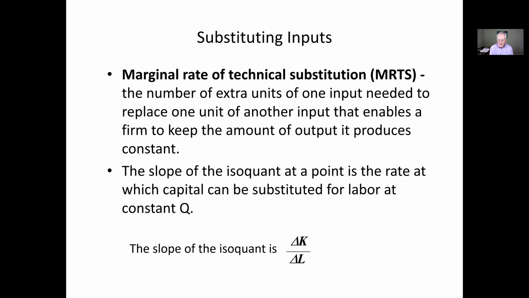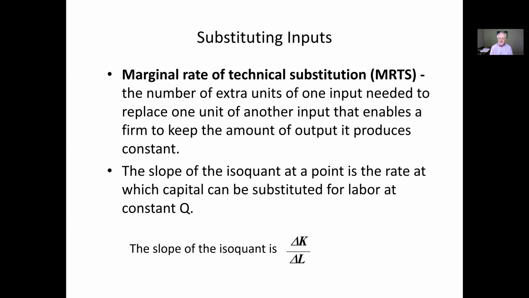We're now going to generate a construction that's very similar to marginal rate of substitution. We're going to call this the marginal rate of technical substitution. And that is to say, the number of extra units of one input needed to replace one unit of another input such that the amount of output remains constant. Now, we're going to talk about this in terms of capital and labor.